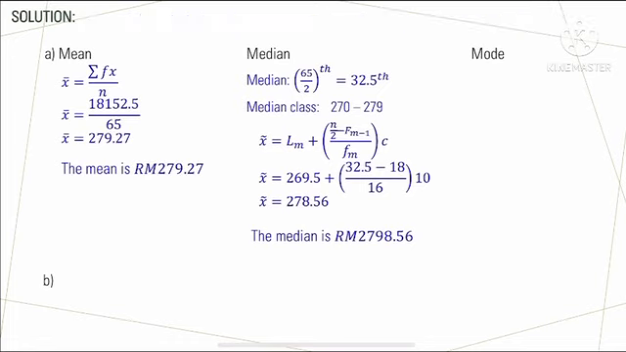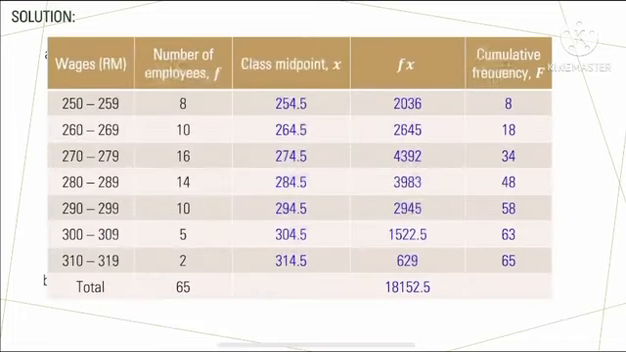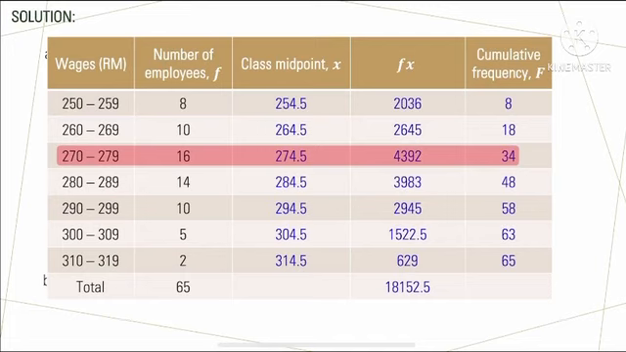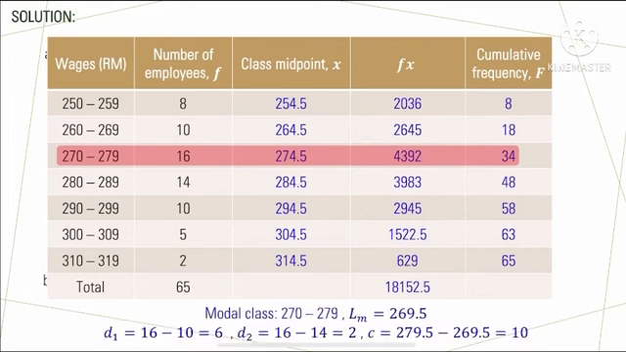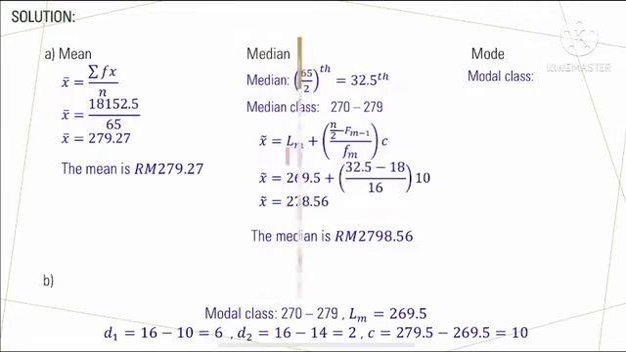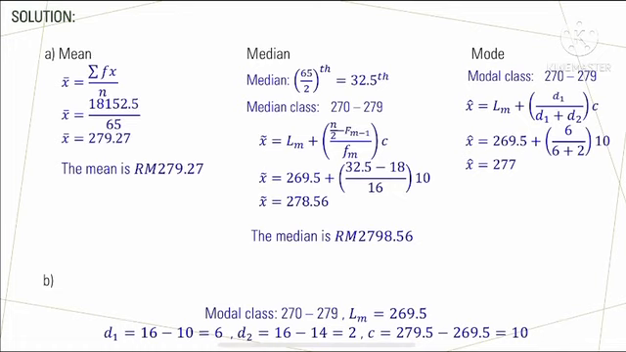The correct answer is 278.56. For mode, we have to find the modal class first, which means the class interval with the highest frequency. So from the table, the highest frequency is 16, so the class is 270 to 279. From the table, we can also get D sub 1, which is 16 minus 10, and D sub 2, which is 16 minus 14, and the class size is 10. Substitute all the values into the formula, and we get the answer.